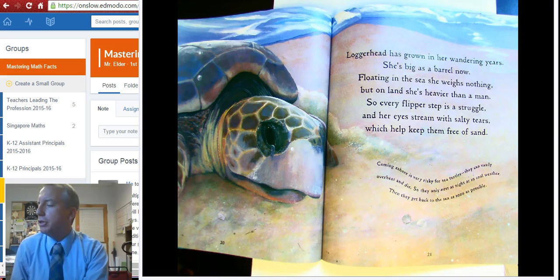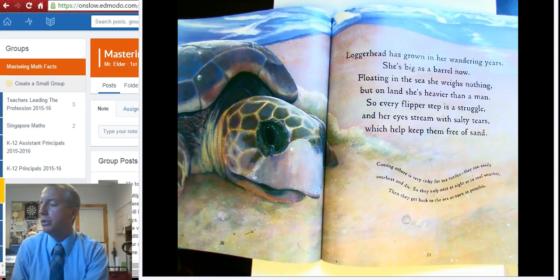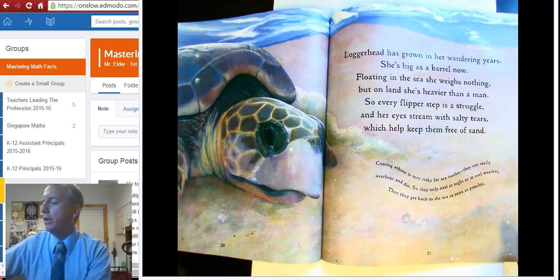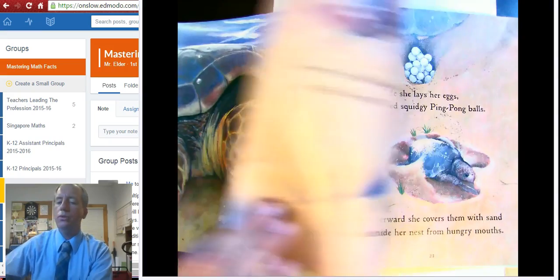But on land she's heavier than a man, so every flipper step is a struggle, and her eyes stream with salty tears, which help keep them free of the sand. Coming ashore is very risky for sea turtles. They can easily overheat and die, so they only nest at night or in cool weather. Then they get back to the sea as soon as possible.